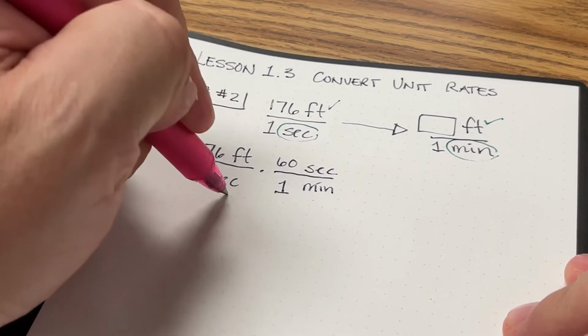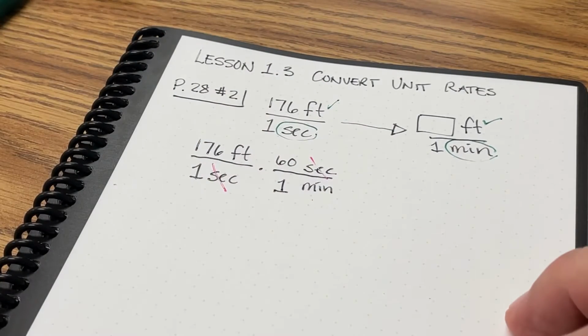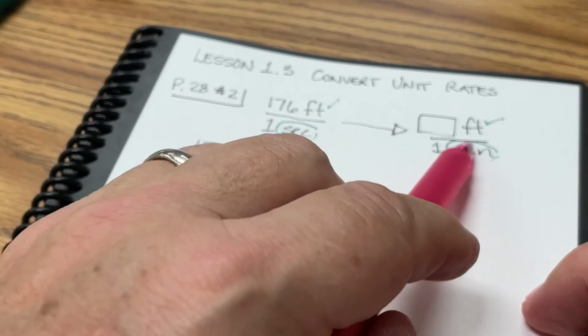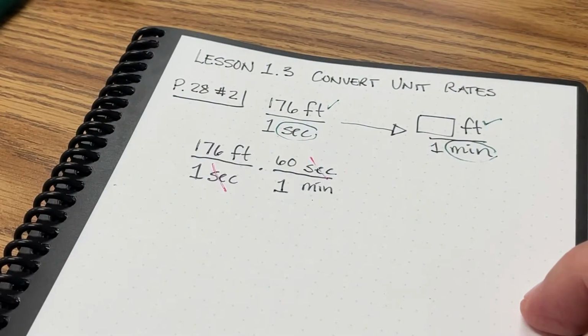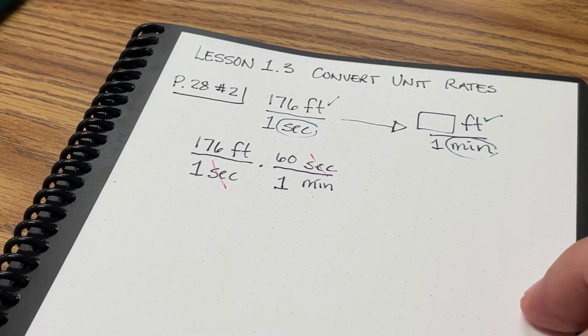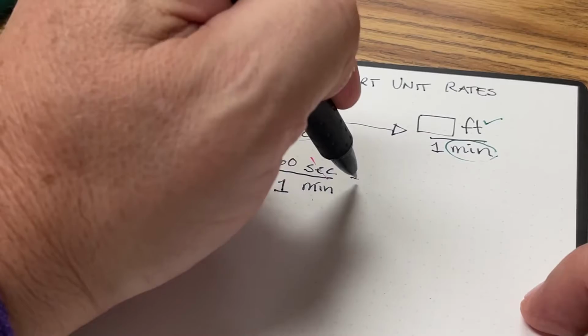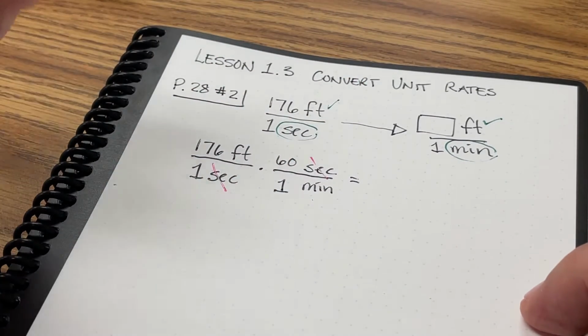I know my units of seconds are going to cancel each other out, okay? And so I'm going to be just left with feet and minutes, which is where I want it to be up here in feet and minutes. All right, so all I need to do now is multiply straight across.